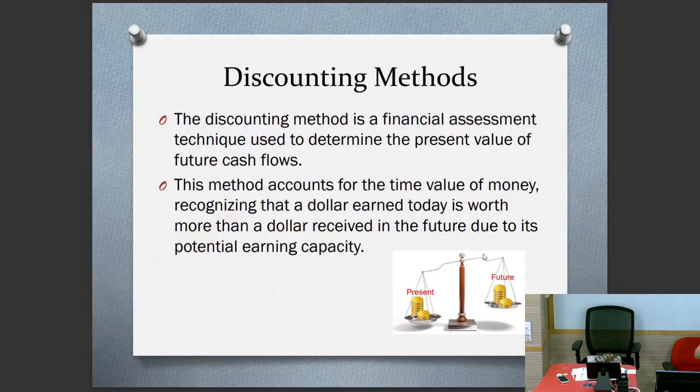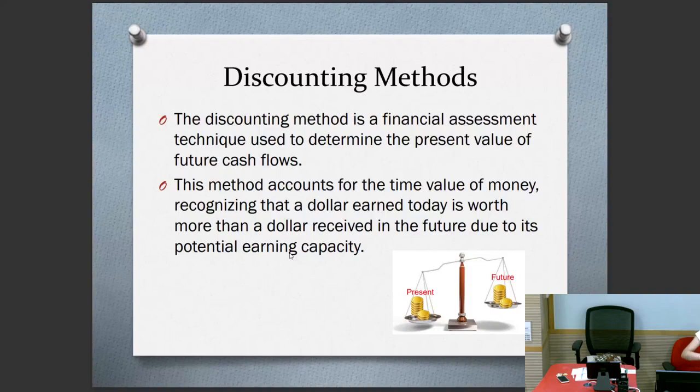So we want to calculate the net present values of all the savings in the coming years, and also all the costs that you have to pay in the coming years, so as to calculate the net amount of money, and they are all in present value. This method accounts for the time value of money, recognizing that a dollar earned today is worth more than a dollar received in the future due to its potential earning capacity.